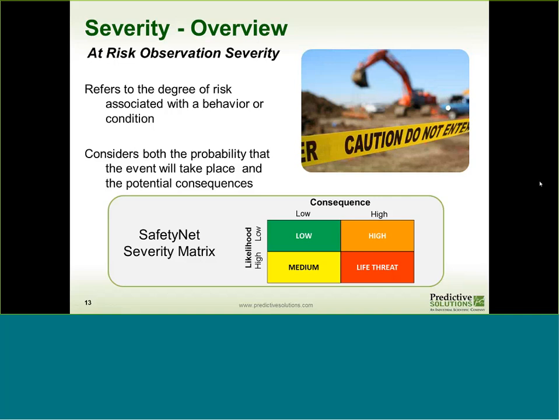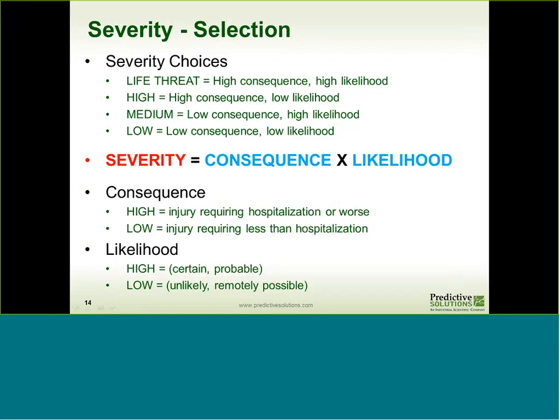So let me jump to the next slide, and I'll make it a little bit easier so that we can talk about that. Severity is consequence times likelihood or probability, right? So let's define consequence, let's define likelihood. Let's start with consequence. A high consequence is an injury that requires hospitalization or worse. Hospitalization is admitted to the hospital. Not going to the hospital. I can go to the hospital and get stitches, but I'm not going to be admitted to the hospital. That's different, okay? Hospitalization or worse, that would be like a fatality, okay? And then low would be requiring less than hospitalization.